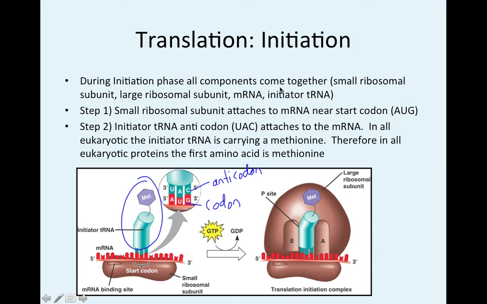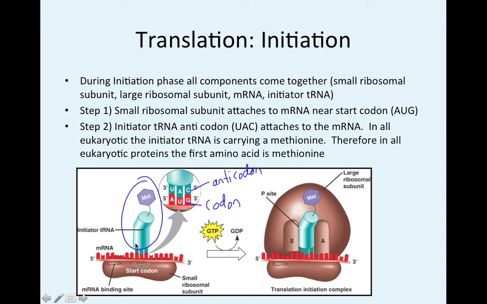Okay. So let's slow down a little bit and go through it in phases. So let's talk about the initiation phase. During the initiation phase, all components come together: the small ribosomal subunit, the large ribosomal subunit, the mRNA, and the initiator tRNA. First thing, step 1, the small ribosomal subunit attaches to the mRNA near the start codon. So we don't have the large subunit attached yet, just the small subunit.